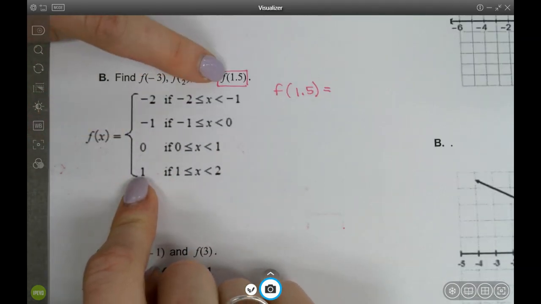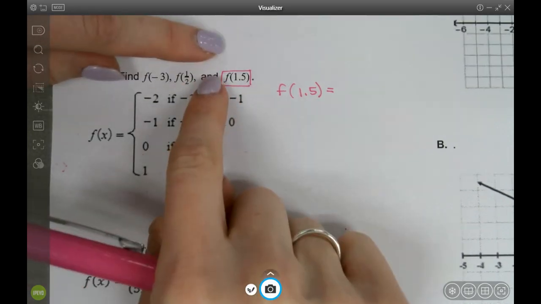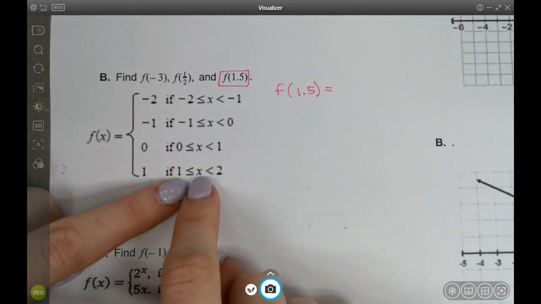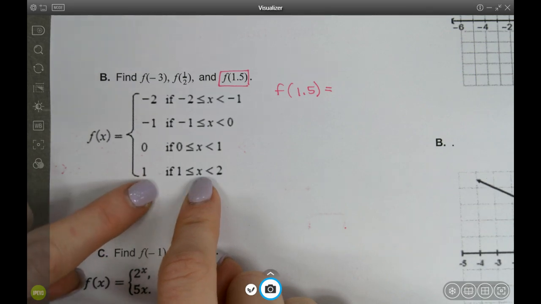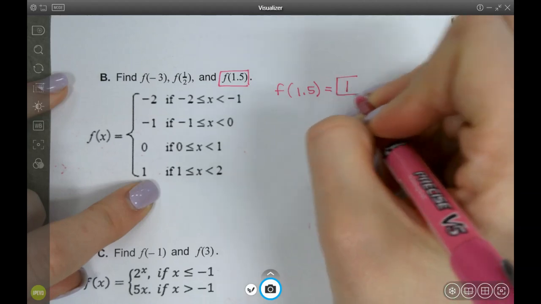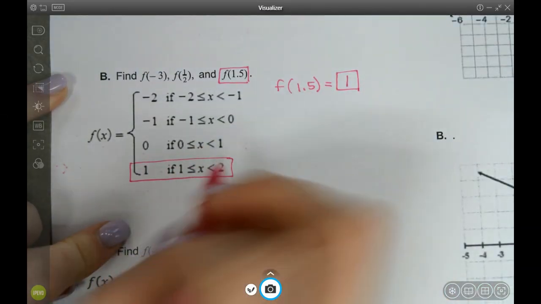So what 2 whole numbers does 1.5 fall between? 1 and 2, okay? The only one of these that has 1 and 2 is this one. So when x is 1.5, your y value is 1. So f of 1.5 equals 1, because that falls in this piece of my piecewise function.